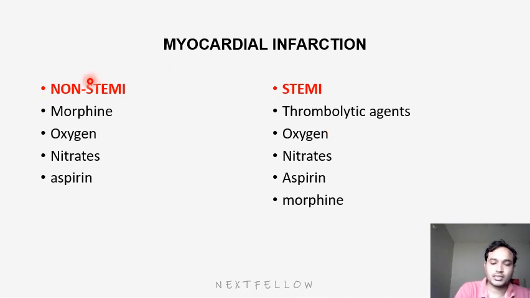Coming to non-STEMI, we will not give thrombolytic agents. Other than thrombolytics, all other drugs are prescribed: morphine as analgesic, oxygen, nitrates as analgesic, and aspirin to prevent platelet aggregation. That is the four drugs: morphine, oxygen, nitrate, aspirin. So in both STEMI and non-STEMI, all are common except the thrombolytic agents.